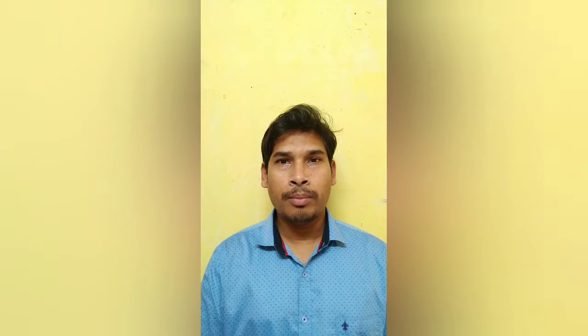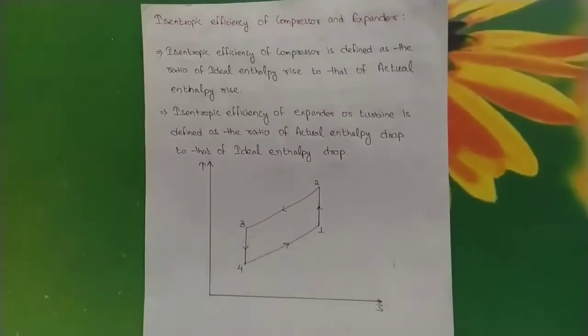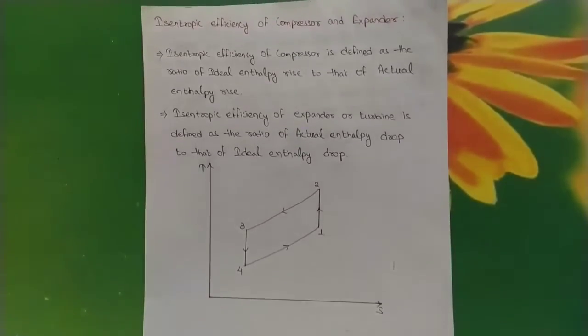Then we'll define heat rejection ratio, and later we'll solve some numerical problems related to COP and reverse Brayton cycle. So let's begin. Isentropic efficiency of compressor and expander.